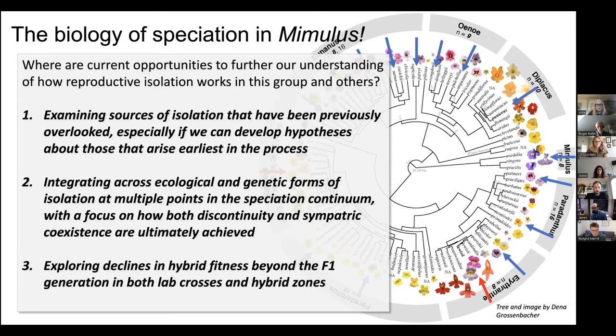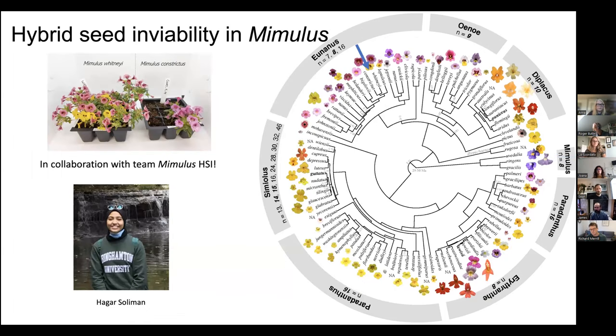And then I think one of the reasons that we see some of the patterns in the reviews, the Christie paper that I mentioned, is that I don't think we're working hard enough to see hybrid fitness issues in later generation crosses. I want to explore that just a little bit. So, a couple of examples from recent work in my lab. I just want to highlight some work of students and collaborators.